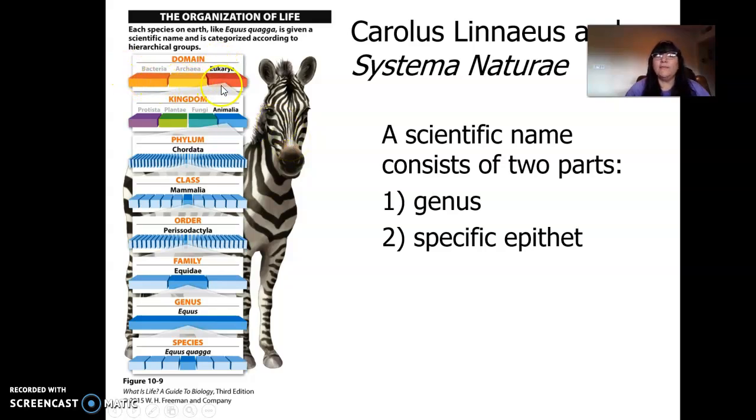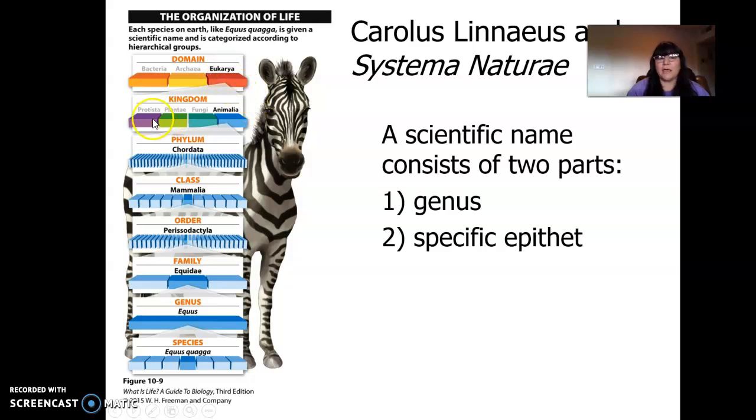So all living things fall under these three big, we call them domains, okay? So they're either going to be bacteria, those single-celled prokaryotic organisms. Archaea, they're also single-celled prokaryotes, but they live in extreme environments. Or Eukarya. Eukarya are organisms whose cells, the eukaryotic cells, have nuclei. Okay, so here, a zebra, its cells are eukaryotic, so it is in the domain Eukarya.